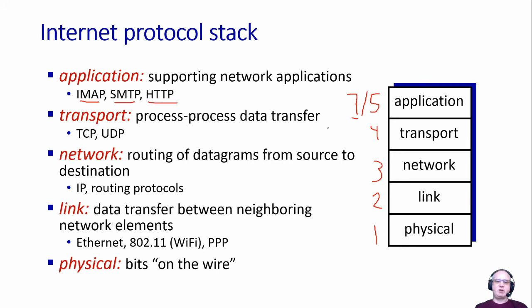At the transport layer, we have protocols that implement the data transfer between different processes. There are two widely used protocols that fall into this layer, TCP and UDP. TCP provides reliable, in-order data transmission, and UDP provides unreliable, datagram-based data transfer between different processes. Those are the most widely used transport layer protocols in the internet today.